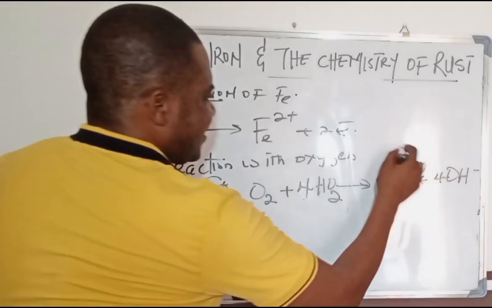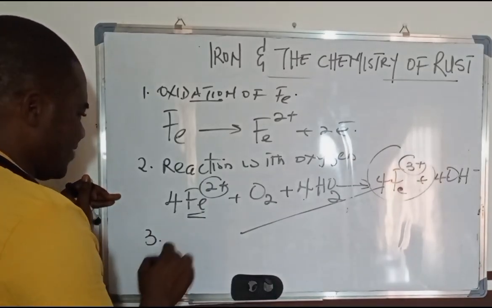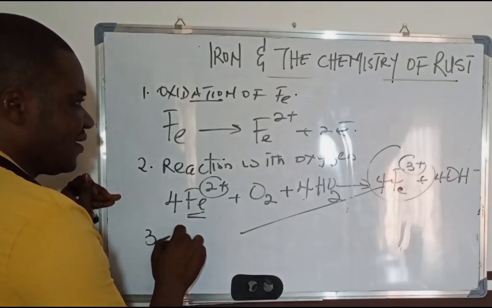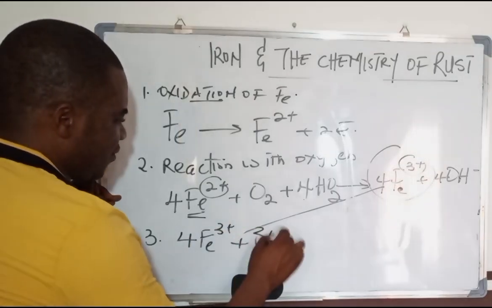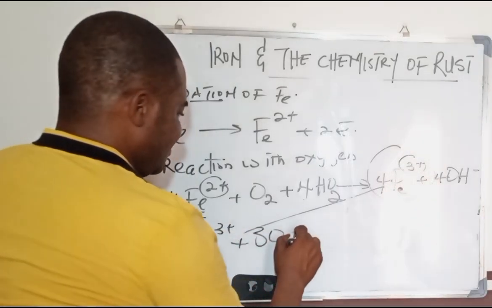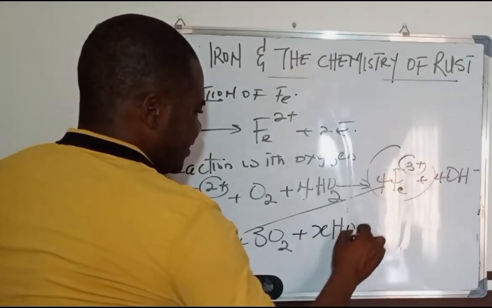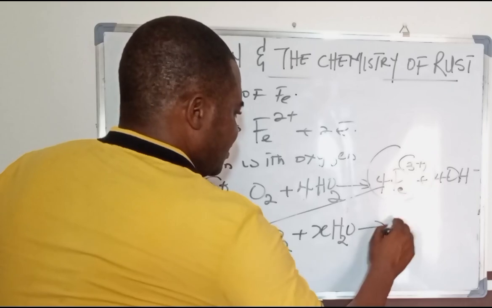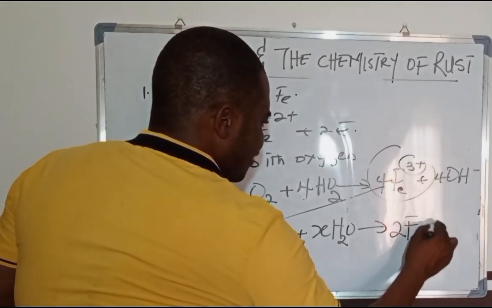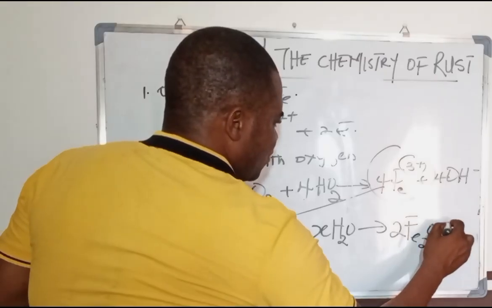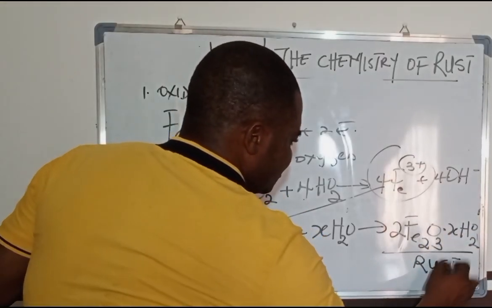And this iron 3 is what will now have its third reaction, where we have 4 of iron 3 reacting with 3 molecules of oxygen gas, and reacting with an unknown amount of water, and that will give us iron 3 oxide with an unknown amount of water. This is what you call rust.